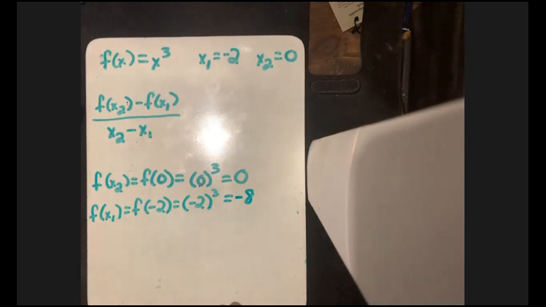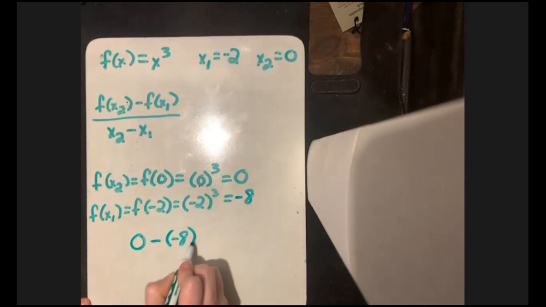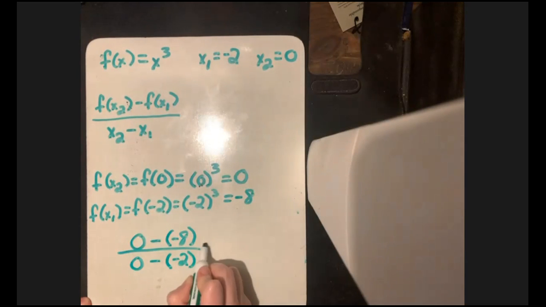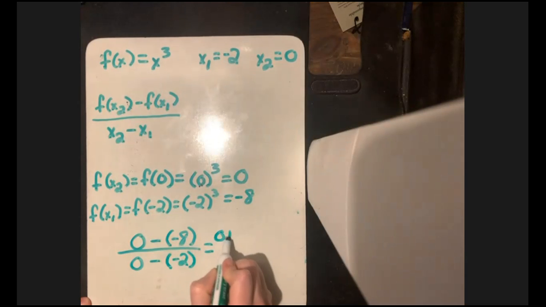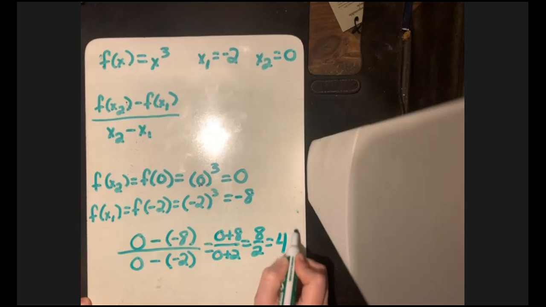So now we're going to plug these things in. So f of x2 was 0 minus f of x1, which is -8, over x2, which is 0, minus x1, which is -2. So that's going to be 0 plus 8 over 0 plus 2. That's 8 over 2, which is 4. So there is our average rate of change.